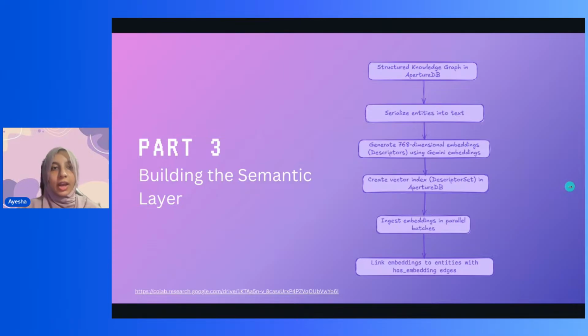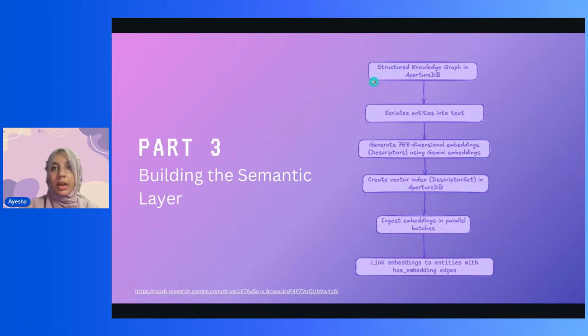Okay, now that we have our knowledge graph in the database, the next step is to build the semantic layer by creating embeddings. So let's quickly walk through and get a high level overview of how that would look. At this point, we have our structured knowledge graph stored in the database, but we cannot perform GraphRAG over it because we don't have vector embeddings.